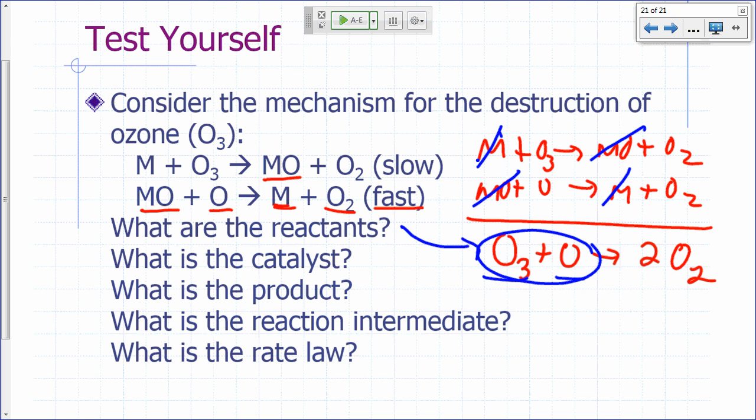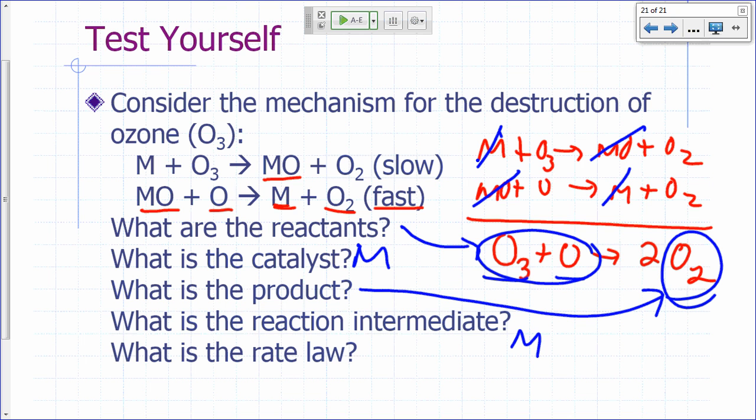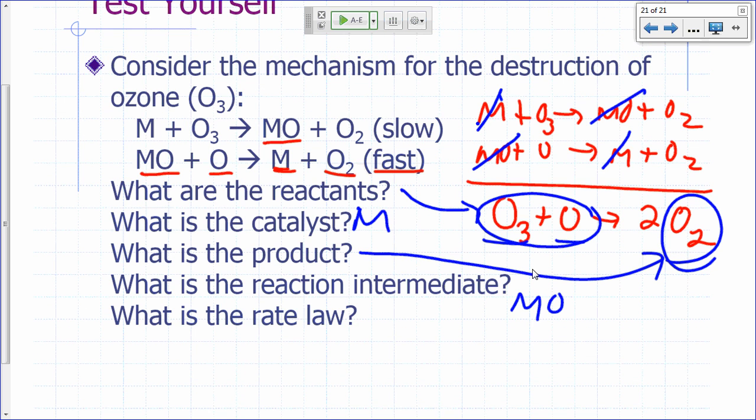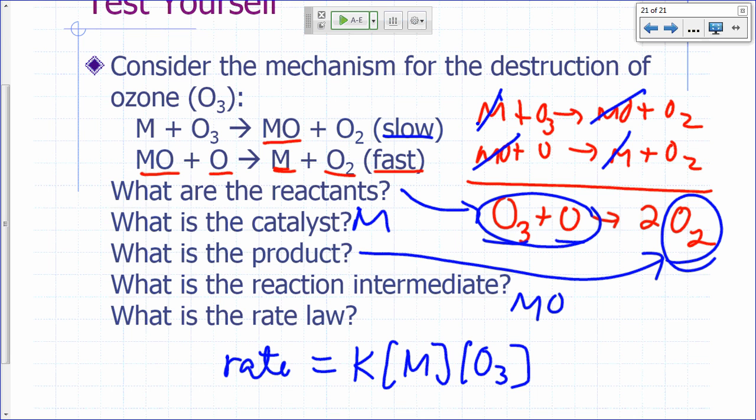What is the catalyst? M is a catalyst. What is the product? O2 is your product. What is the reaction intermediate? MO. And what's the rate law? What's the rate determining step? The slow step. So the rate law would be the rate law for the slow step. So rate is equal to k times M times O3.